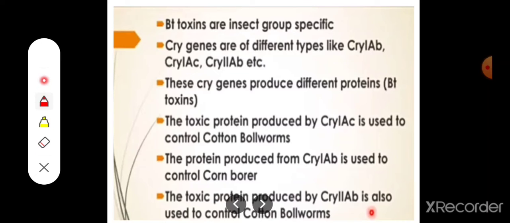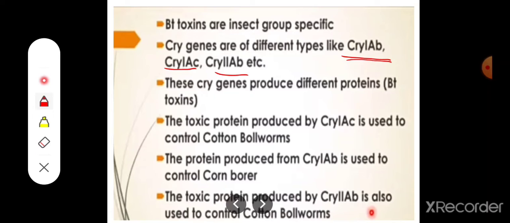There are a number of Cry genes which have been found out. Cry is not just one general gene, there are many different types of Cry gene. One is Cry1AB, Cry1AC, Cry2AB, etc. These are the examples given in your textbook. So please learn that it is Cry1AB, Cry1AC, and Cry2AB, etc. These are all different Cry genes, obtained from different Bacillus thuringiensis.